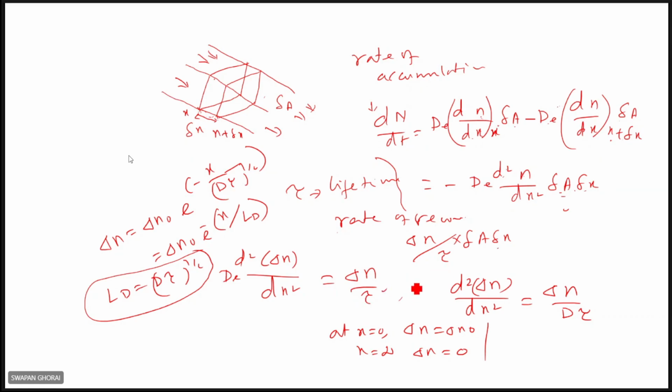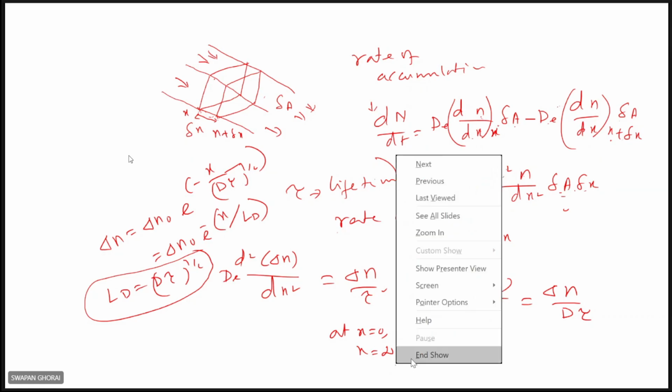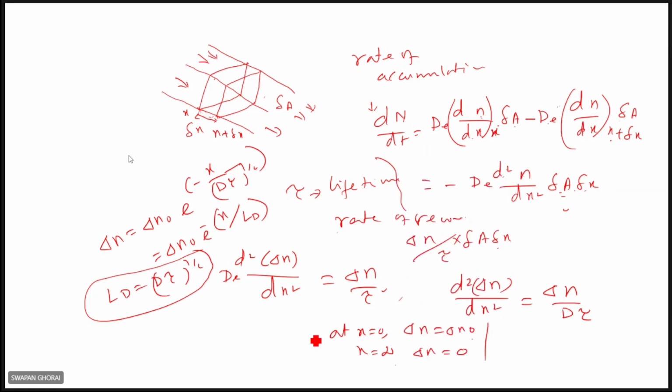So this can be solved with the initial conditions. At x equal to 0, delta n equals delta n 0, and at x equal to infinity, if the distance x is very large, delta n will be 0. So with this you can solve it, and you can have delta n.